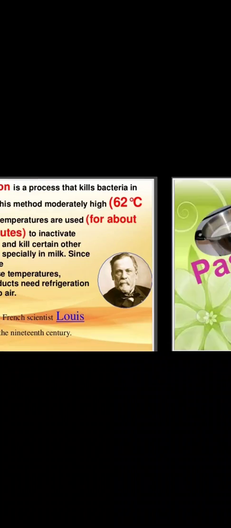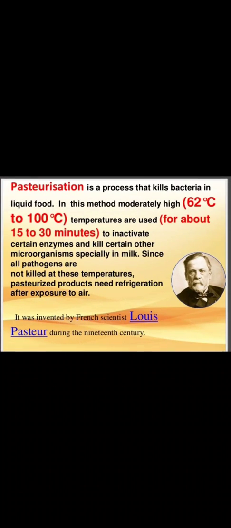And next is the most important method of the preservation of food, mainly for milk, that is pasteurization. Pasteurization is the process in which a food item in liquid form is subjected to heating for a short time, followed by immediate cooling. The temperature used during pasteurization is below 100 degrees Celsius. It is moderately 62 degrees Celsius to 100 degrees Celsius.